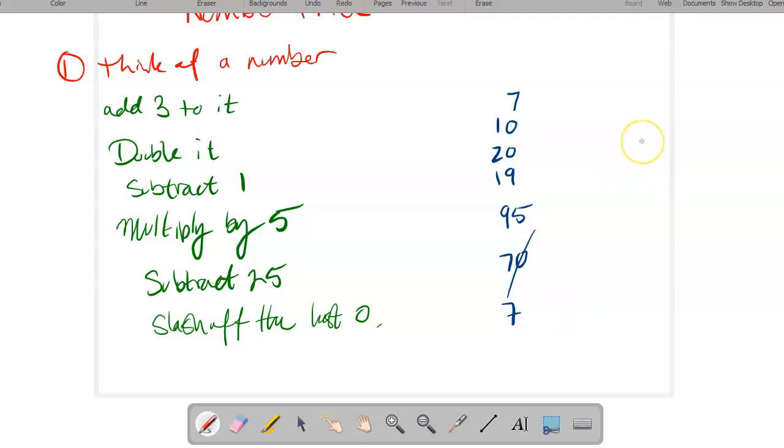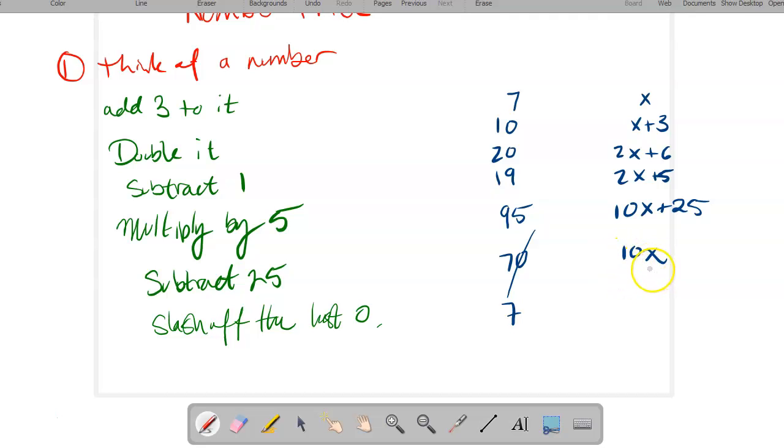It's a number trick. Let's justify why that happened. Well, I'm going to start out with my number, call it x. When I added 3, it turns into x plus 3. When I doubled, it turns into 2 times (x plus 3), or you can write that as 2x plus 6. When I subtract 1, 2x plus 5. When I multiply by 5, I get 10x plus 25. When I subtract off the 25, I have just the 10x.